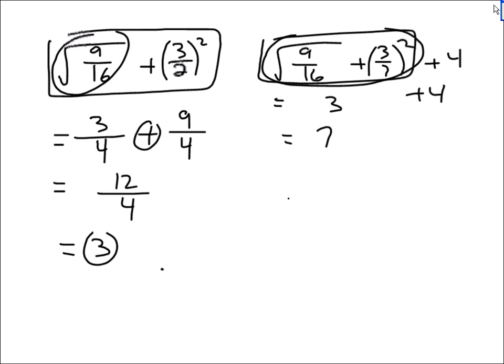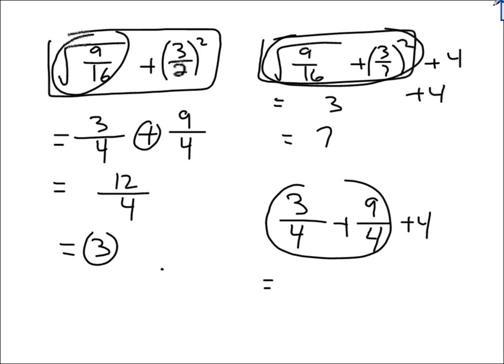You can say the square root of 9 is 3, the square root of 16 is 4, plus 3 squared over 2 squared plus 4. That's 12 over 4 plus 4. That's 3. 3 plus 4.